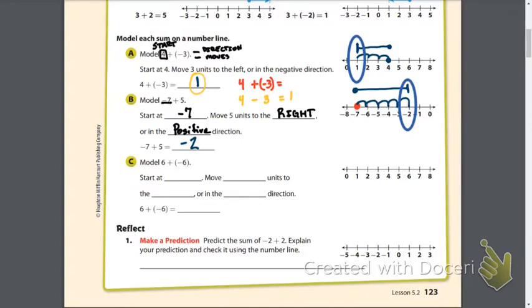Again, we are adding integers with different signs. Different signs, difference, so the last step we're doing is subtracting. Look at letter C: 6 plus negative 6. We're going to start at the first number. In this case, my first number is what? Positive 6. So we start at 6 and move blank units to the blank. Look at my second number. My second number is a what? Negative. So I'm going to be moving to what side? Left. Very good, to the left.